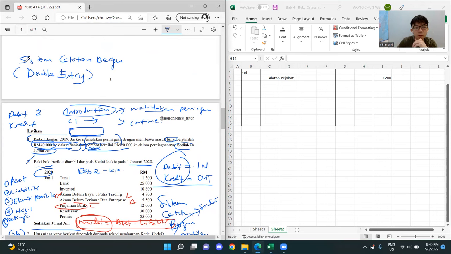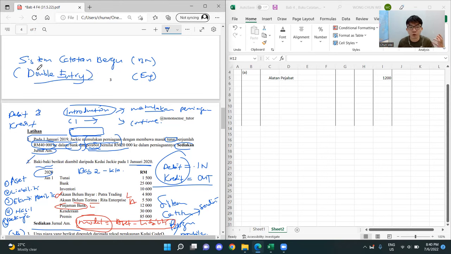Okay, so this is the BM. This is the English. So BM, when you see sistem catatan buku, this term is a bit high class, a bit difficult to understand. What is buku? Okay, no worries. So now we translate it into English. This is more easy to understand, right?